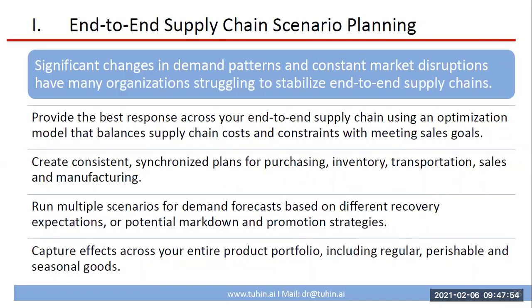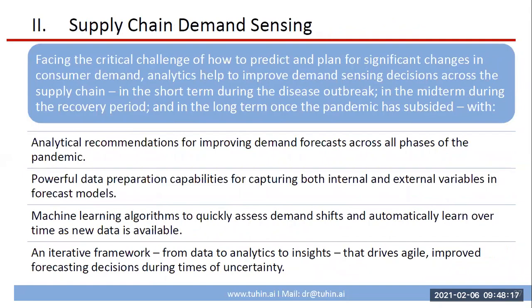The consumers, at one point of time, started stocking a lot. Whatever they thought might not be available in the store, whatever food items, even if they didn't require them, they started stocking. That further created a kind of bullwhip effect, a very severe crisis in the supply chain. So that end-to-end supply chain scenario planning you have to do, keeping the consumer behavior in mind, supply chain demand sensing. So what happened in the short run is that we faced the critical challenge of how to predict and plan for the significant change in consumer demand.